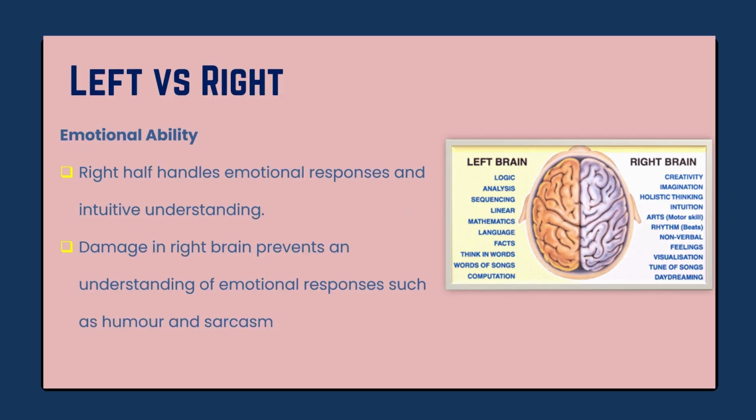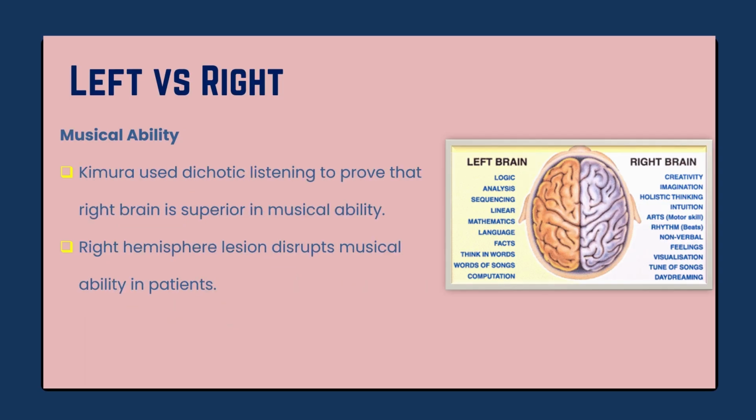Then we have emotional stability. So the right brain handles emotional responses and intuitive understanding. Damage in right brain prevents an understanding of emotional responses such as humor and sarcasm. So if someone is not able to get any humor or sarcasm, which means they don't have a dominant right brain.